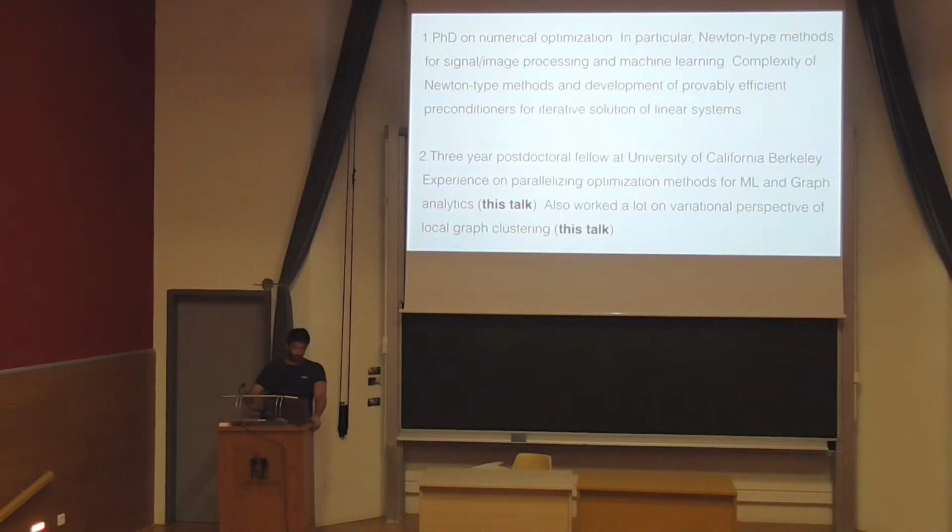So after that, I moved to Berkeley, and I had two projects there. The first project was parallelizing optimization methods for machine learning problems, and this is what I will talk about today. And I also worked a lot on a subfield of network science called local graph clustering. I'll talk today about how optimization is related to that subject, what we can do right now, and some open problems.